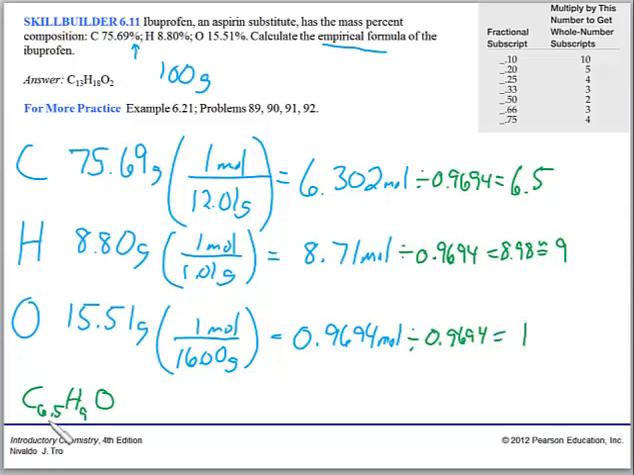And also, in a reality sense, if I was given this and I wanted to draw ibuprofen, I can't do that, because half a carbon atom just doesn't show up to bond with something. That's not how nature works. So we need to get rid of the decimal point.